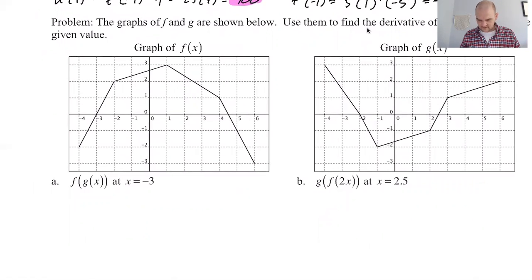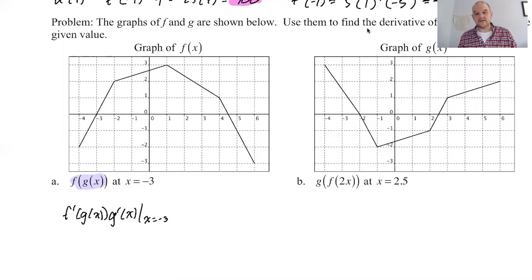So let's start off. All right, so I'm going to find the derivative of this thing. It doesn't have a name, but I'm just going to dive in and say that it's f prime of g of x times g prime of x. And then maybe I'll do such that x equals negative 3.